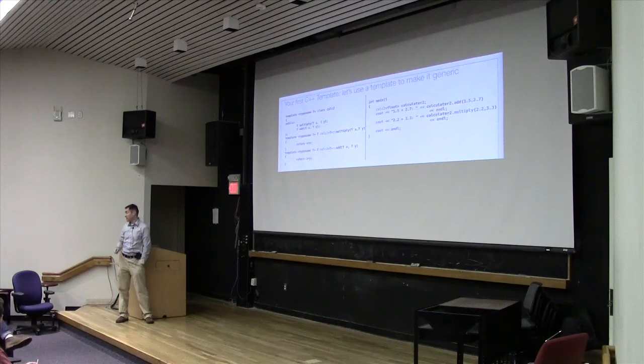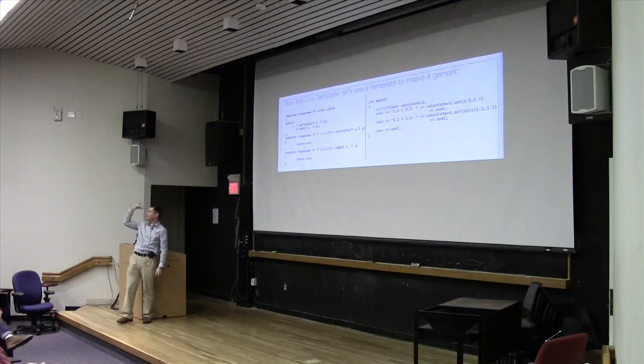It's not a specific type. It's a generic type. We're going to call it T. A T can be an int. It can be a float. It can be a string. It can be a struct. It can be whatever you want as long as it's a defined type somewhere.